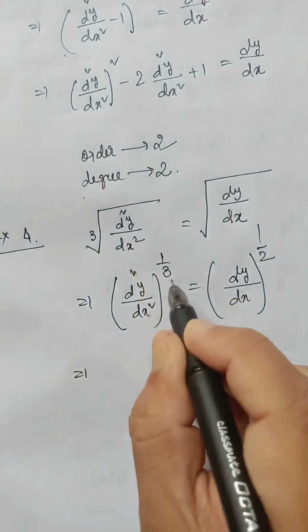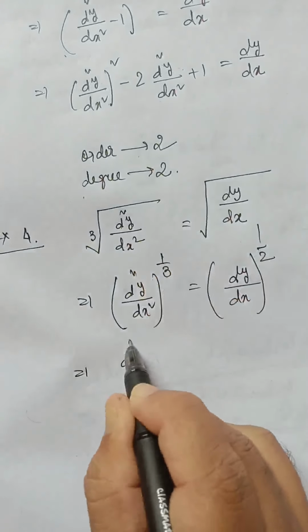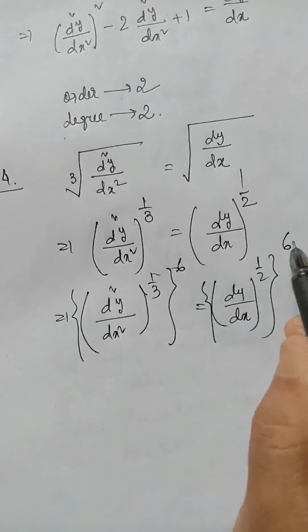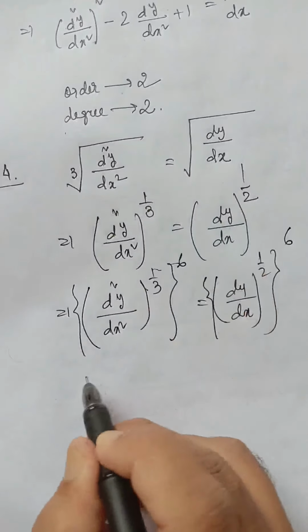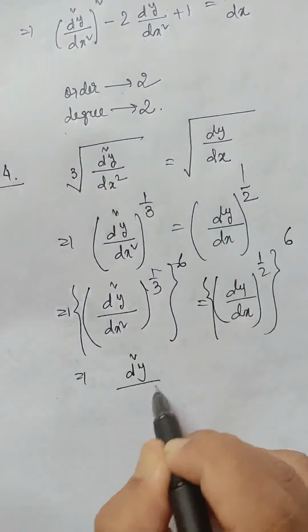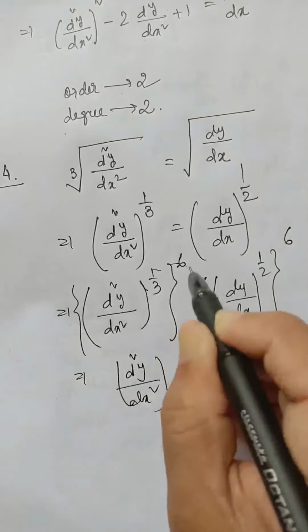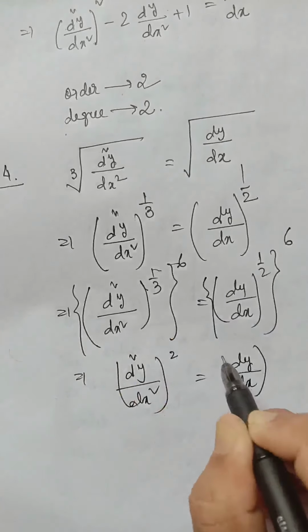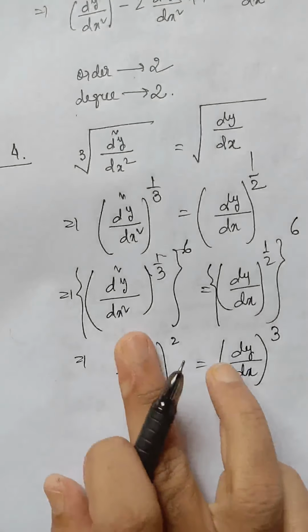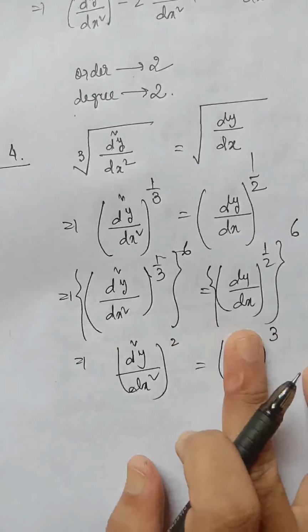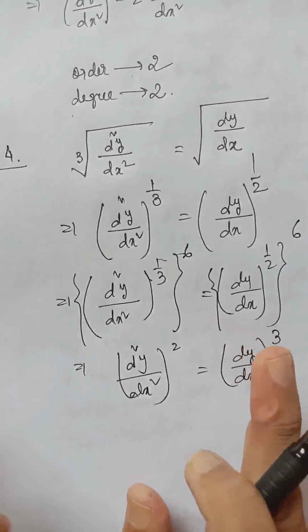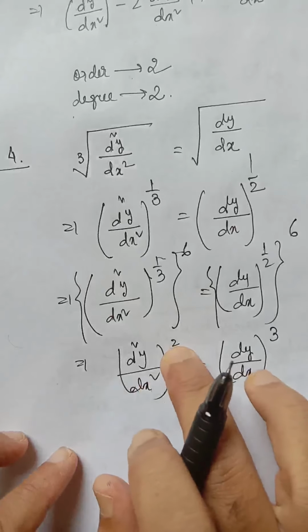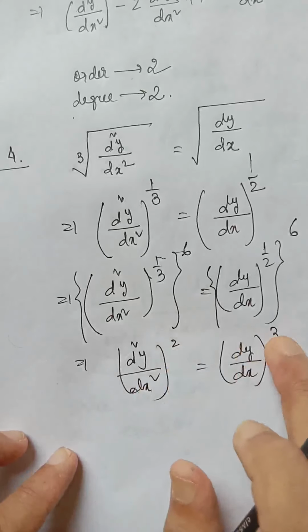Now the LCM of 3 and 2 is 6. So we take power 6 on both sides, as the LCM of 3 and 2 is 6. We get d2y by dx square whole square equal to dy by dx to the power 3. Now you can see the powers of both the differential coefficients are free from fraction or radical sign. The power of d2y by dx square is 2, a positive integer. The power of dy by dx is 3, also a positive number.